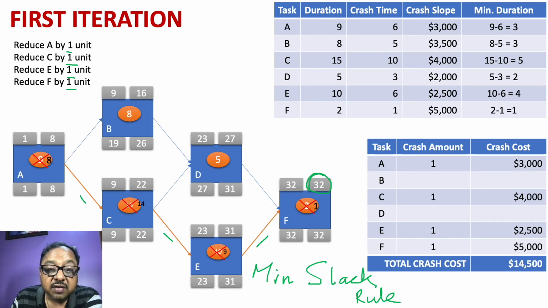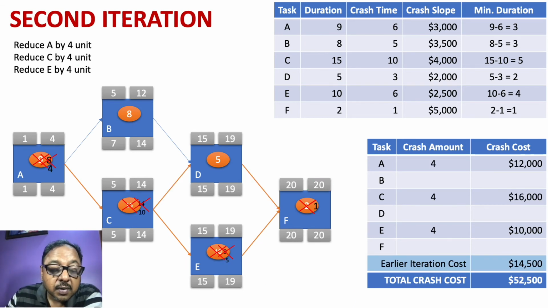We have incurred a cost of $3,000 for reducing activity A by 1 unit. We have incurred a cost of $4,000 for reducing activity C by 1 unit. And we have incurred a cost of $2,500 for reducing activity E by 1 unit. And also, we have incurred $5,000 for reducing activity F by 1 unit. The total cost comes to $14,500. So, to reduce the time of the project from 36 weeks to 32 weeks, we require an additional amount of $14,500.